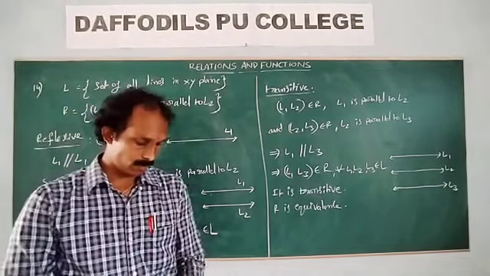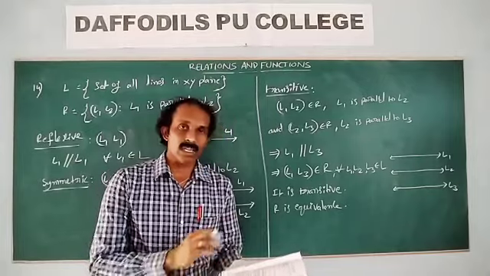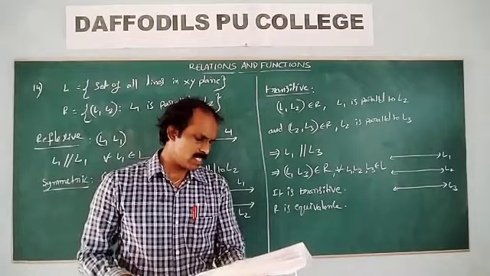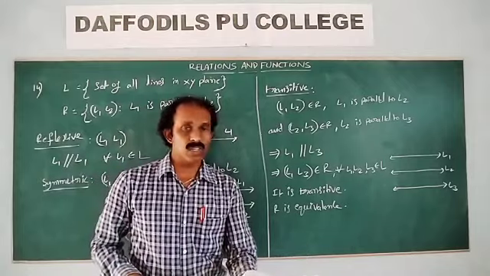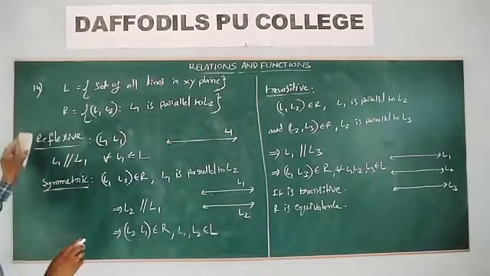And we showed that R is an equivalence relation. That case is complete. Next, find the set of all lines related to the line y is equal to 2x plus 4. Okay, y is equal to 2x plus 4.